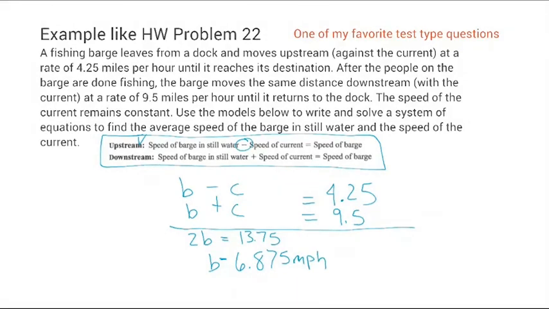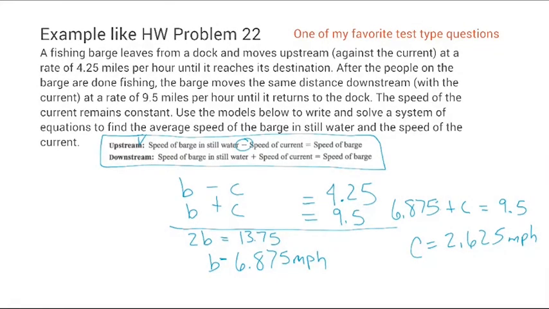And then I substitute that into either one of my equations. I'm going to substitute it into the second one. I have 6.875 plus C is equal to 9.5. I subtract the 6.875 from both sides. 9.5 minus 6.875, and I get C is equal to 2.625 miles per hour.